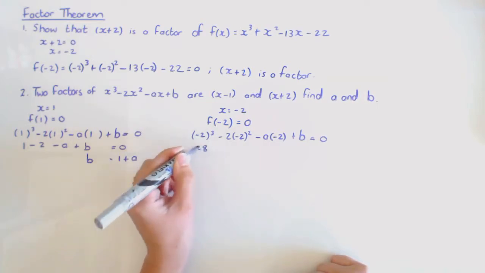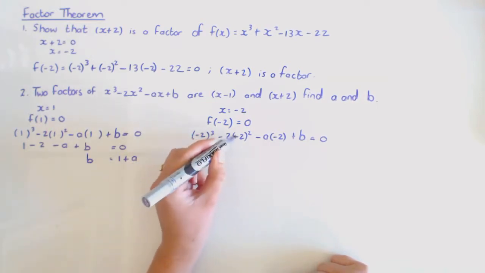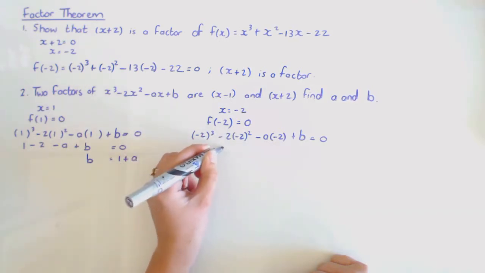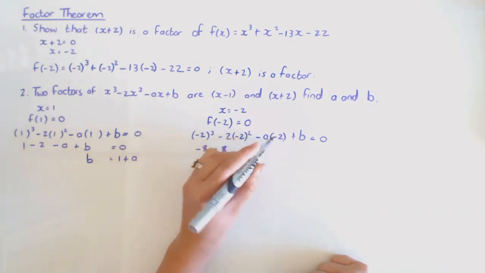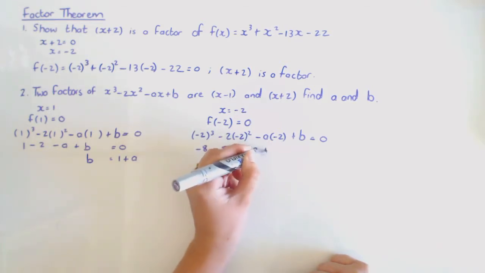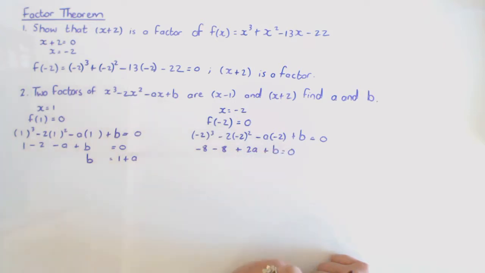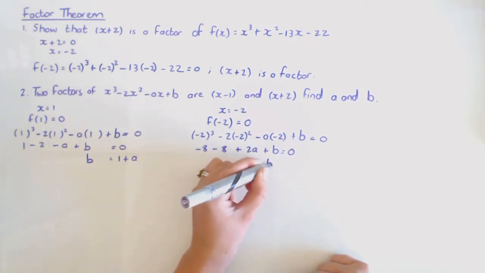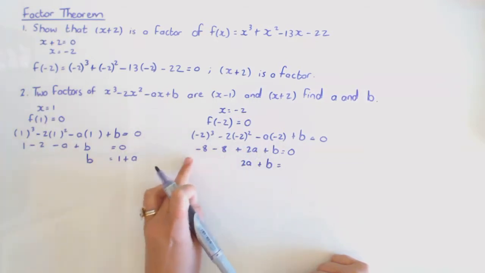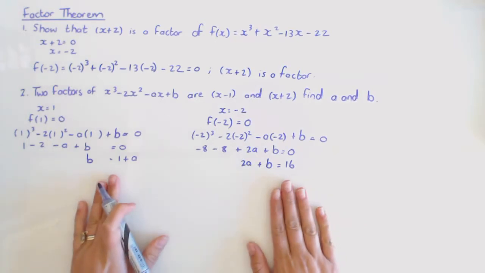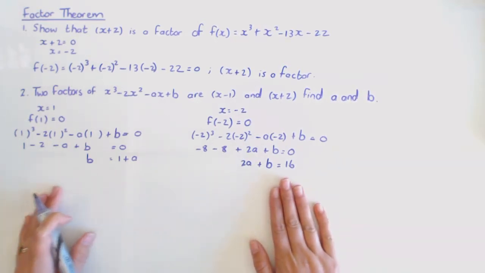I have -8. -2 squared is +4, times -2 is -8 also. Negative times negative is +2a, plus b equals 0. And from this I have that 2a plus b equals, if I take this negative 16 over, I have 16. And then I basically have two equations that I have to solve simultaneously.